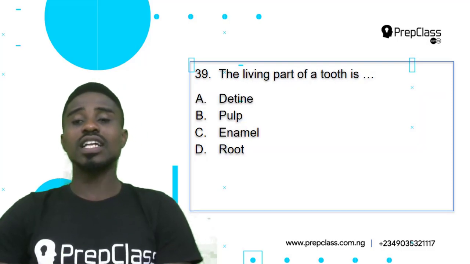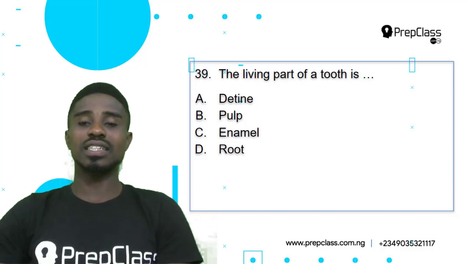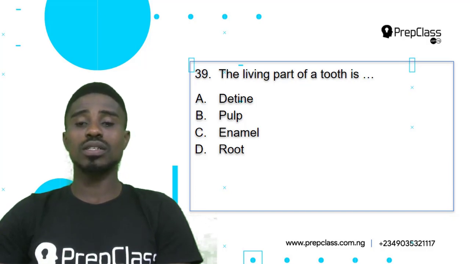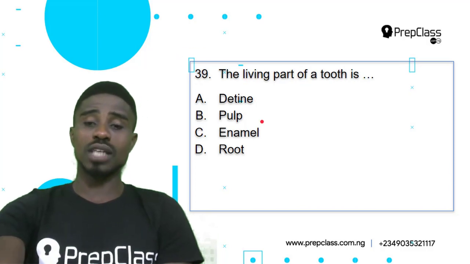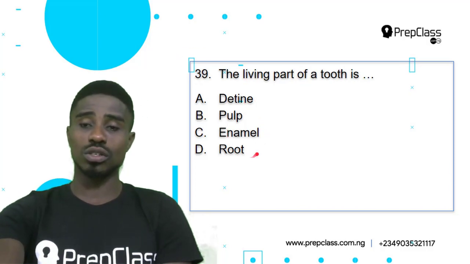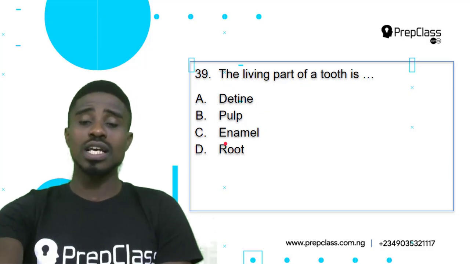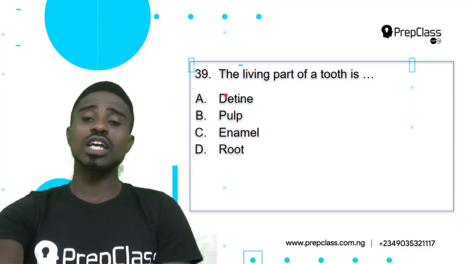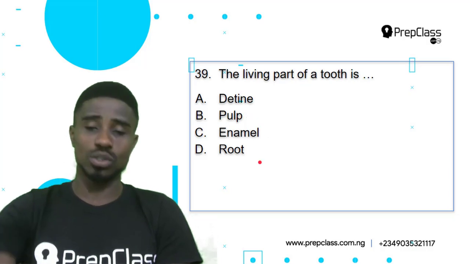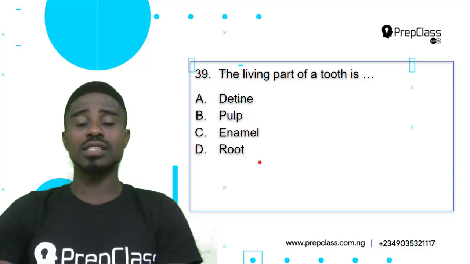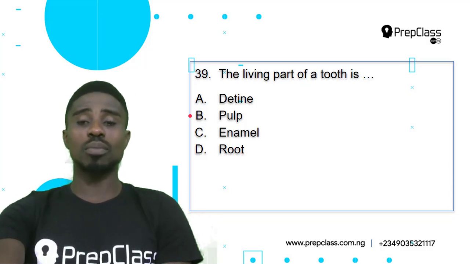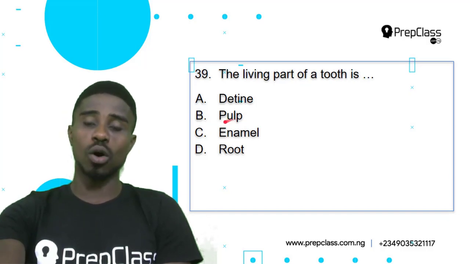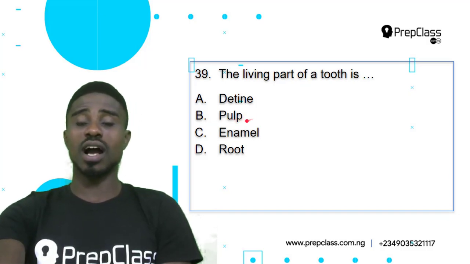Question 39. The living part of a tooth is A, dentin, B, pulp, C, enamel, D, roots. For us to carefully select the correct answer, we need to analyze all of the options and see which one best answers our question. Now, talking about the living part of a tooth, the living part of a tooth will be that part which contains the blood vessel. So any part of a tooth that contains the blood vessel would be the living part of a tooth. And that part of the tooth that contains the blood vessel is the pulp. So the pulp is our correct answer.